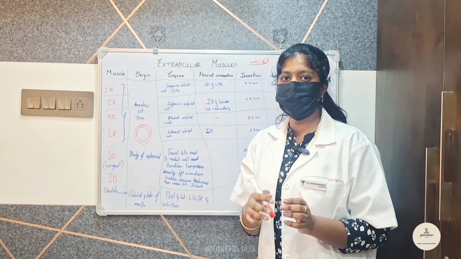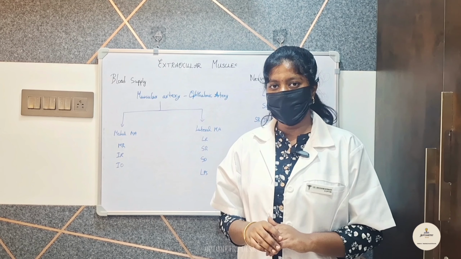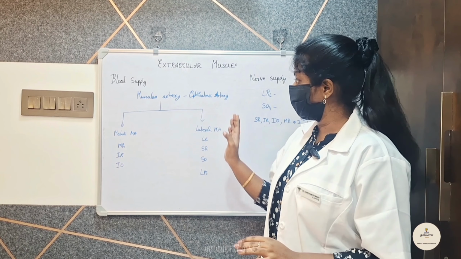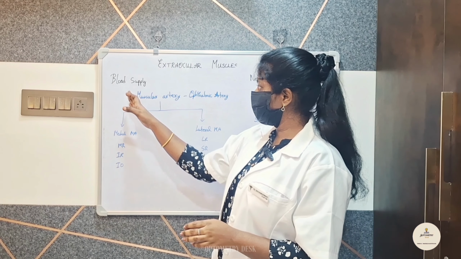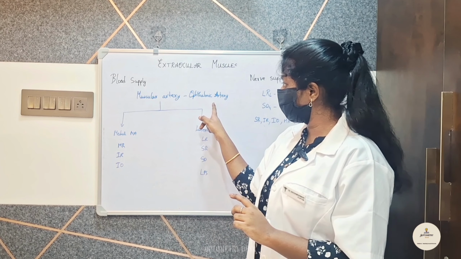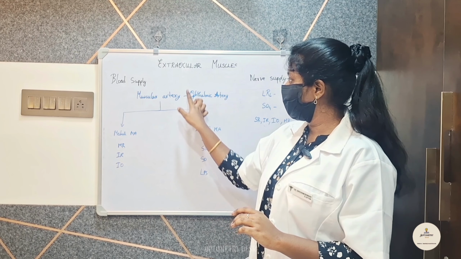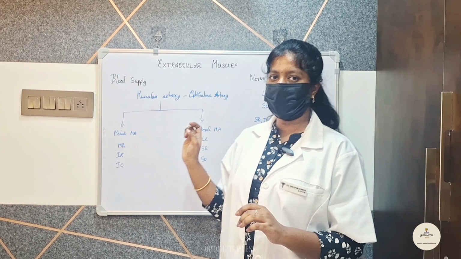Okay, now let us move to the blood supply and nerve supply of extraocular muscles. Now, blood supply of extraocular muscles. First, the major arterial supply for extraocular muscles is from the muscular artery, which is a branch of the ophthalmic artery. To know more about the ophthalmic artery and its branches, watch my video on blood supply of the eye.